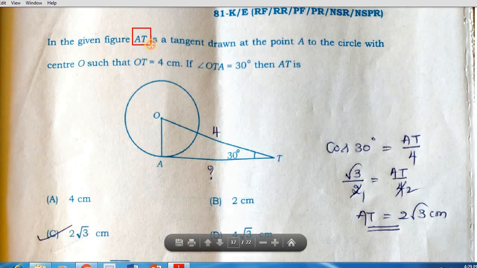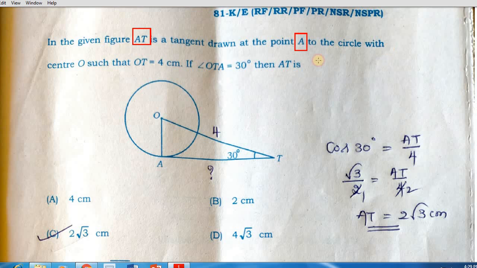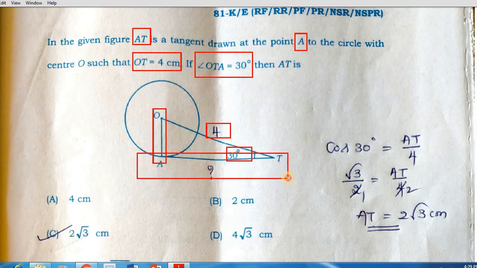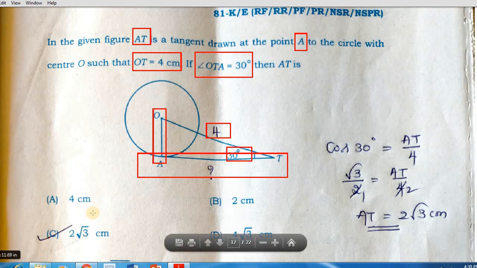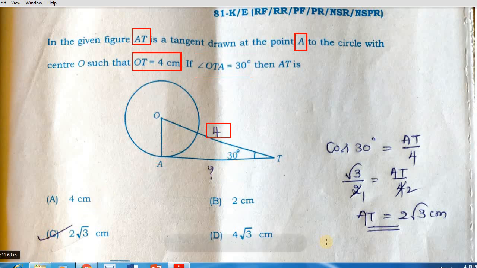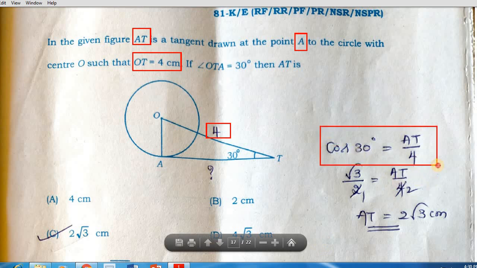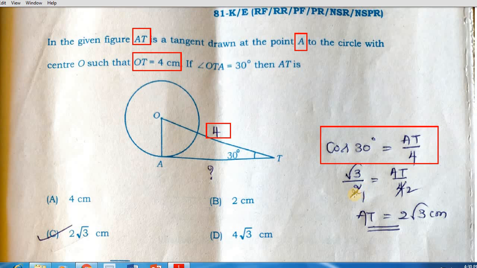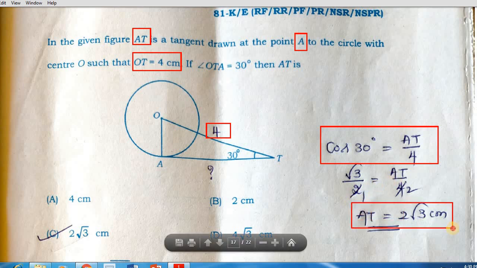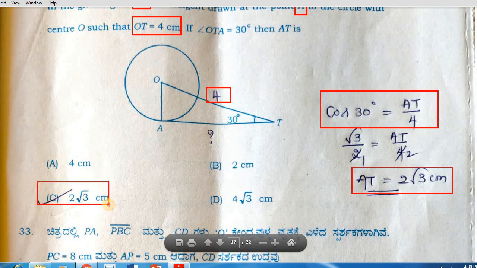Question number 32, children. In the given figure, AT is a tangent drawn at point A to the circle with center O such that OT equals 4 centimeter, means this is 4 centimeter, and angle OTA equals 30 degrees. This is 30 degrees, it is the reference angle. Then AT length we wanted to find. When 30 is the reference angle, this is perpendicular, and this is what? Base. And base we don't know. They are asking to find the base, it means adjacent side, and we know the hypotenuse. So base and hypotenuse is related to which one? That is cos. And here you wanted to use cos 30 degrees. So cos 30 degrees equals AT by 4. Cos 30 degrees value is root 3 by 2. Simplify these things, we'll get AT equals 2 root 3 centimeter. Hence option C is right for this.